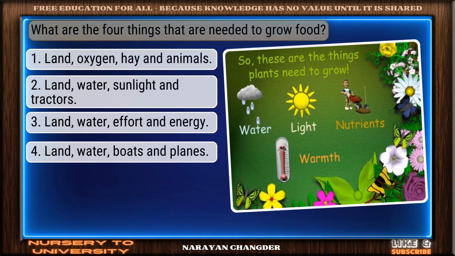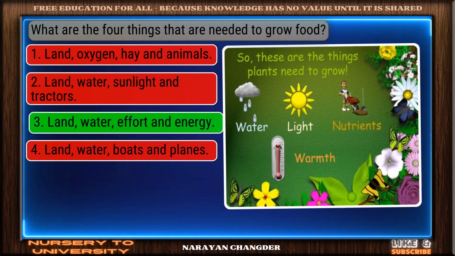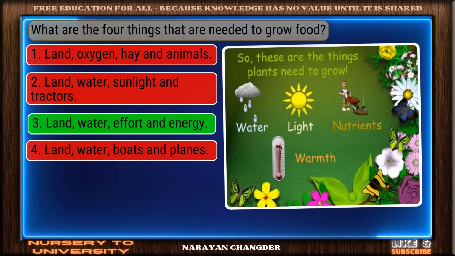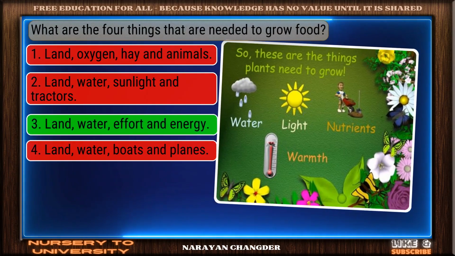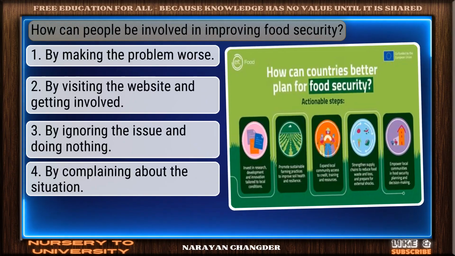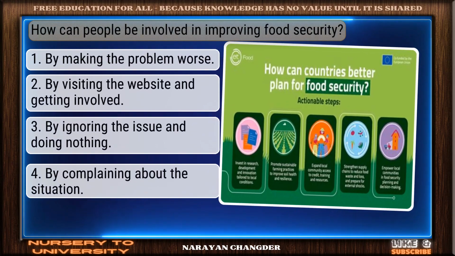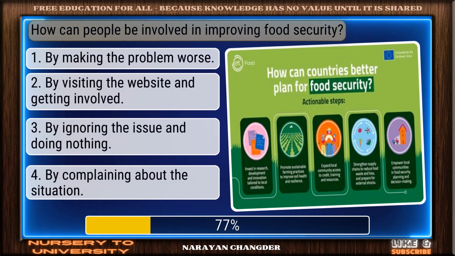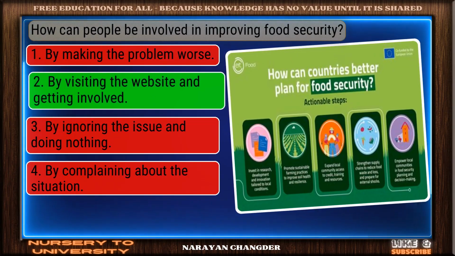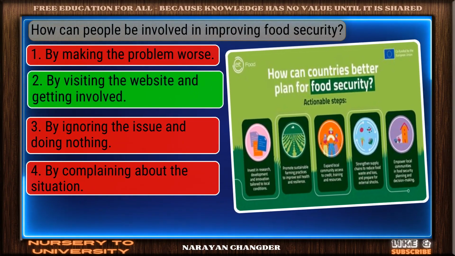What are the 4 things that are needed to grow food? Clear logic. Your choice land, water, effort and energy is sound and 100% true. How can people be involved in improving food security? Strong choice. By visiting the website and getting involved is the right answer.